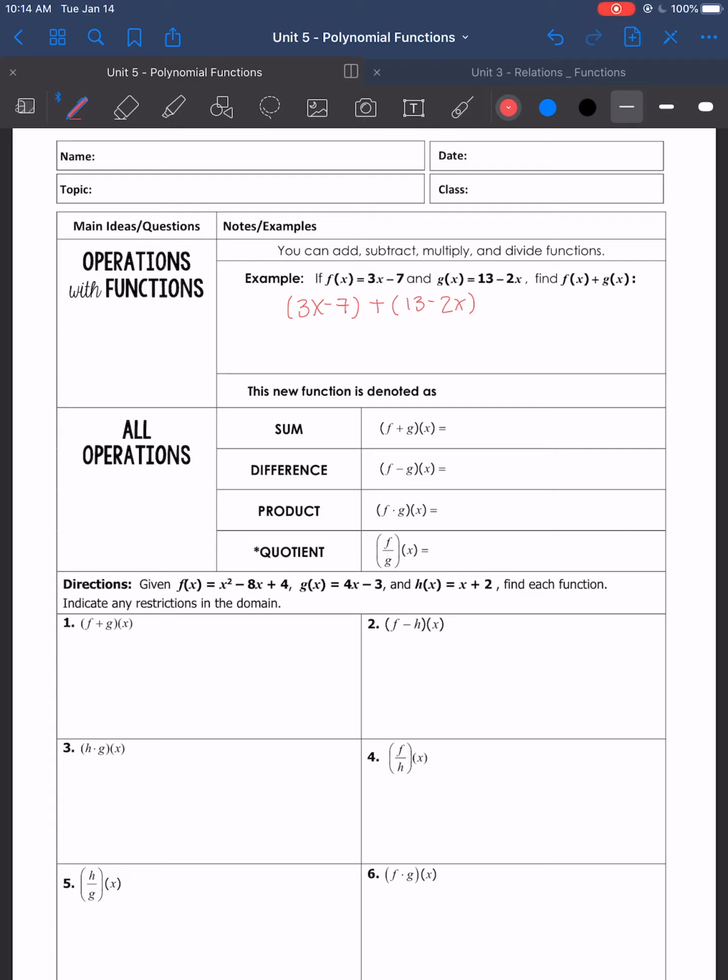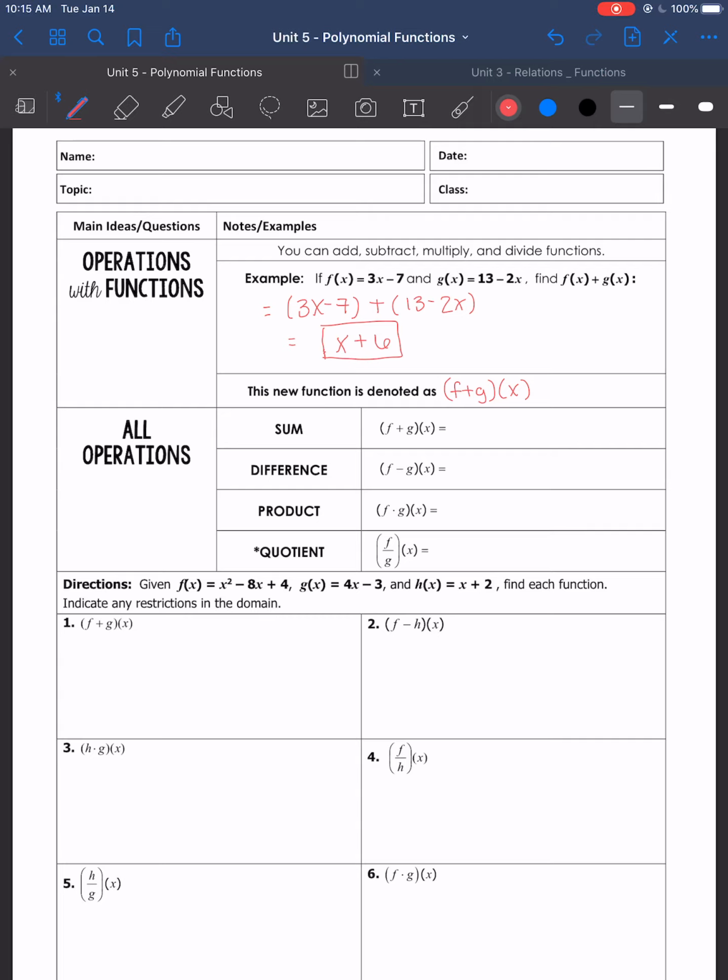So in this case, you're going to combine your like terms. 3x minus 2x gives me x, and then negative 7 plus 13 gives me a positive 6. So x plus 6 is my solution when I add f of x plus g of x. So the new function is denoted using f plus g of x.